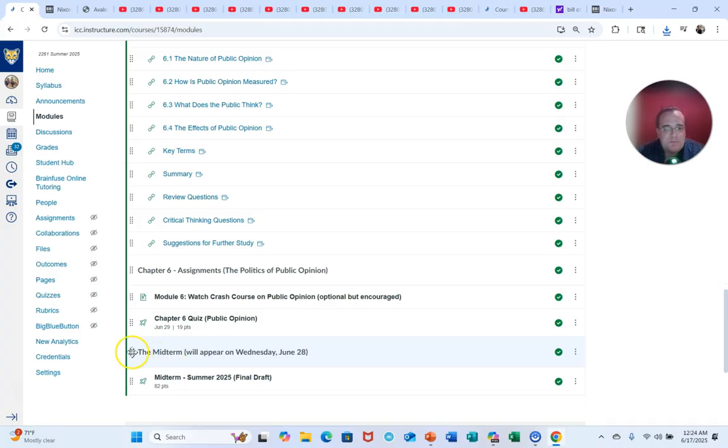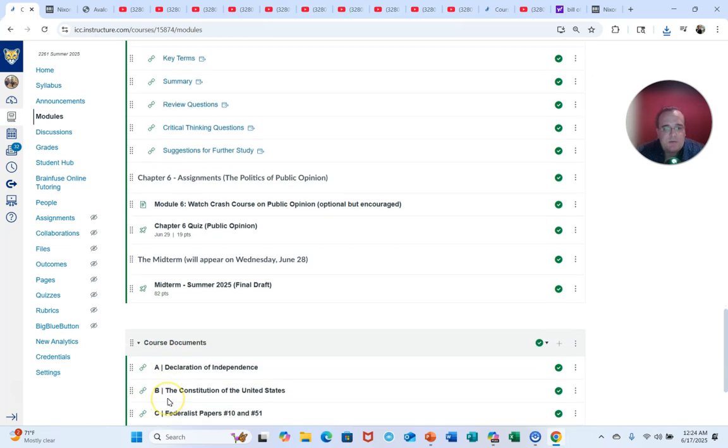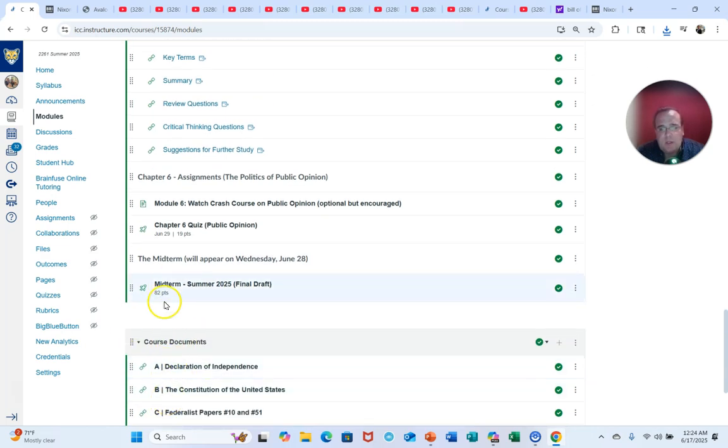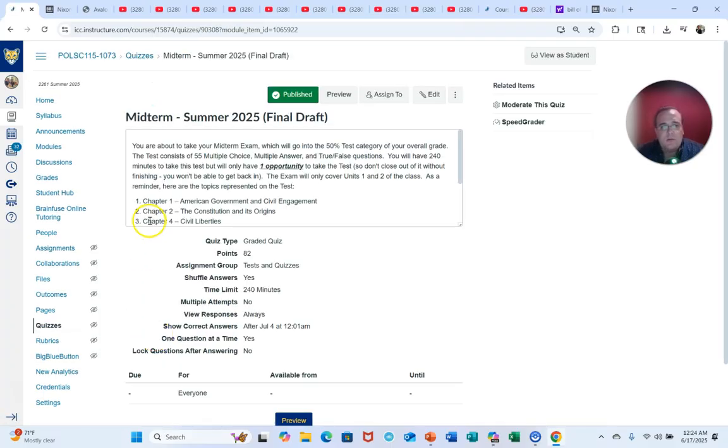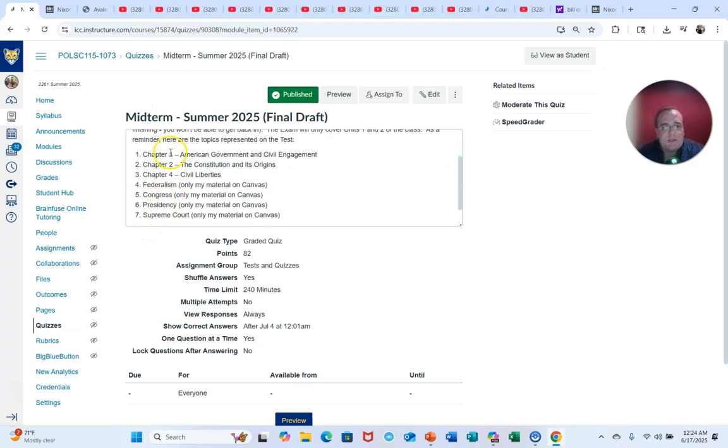Then the midterm. The midterm will appear on Wednesday, June 28th. So it will appear on this module, even though you only have a few days, well, 1 day left really, until we go into the week 5 and 6 module. But the midterm here covers only these things, chapters 1, 2, and 4. So civil rights and public opinion, which we're doing in these 2 weeks, is not on the midterm. Only these things, chapters 1, 2, and 4, the 3 branches of government, and federalism.